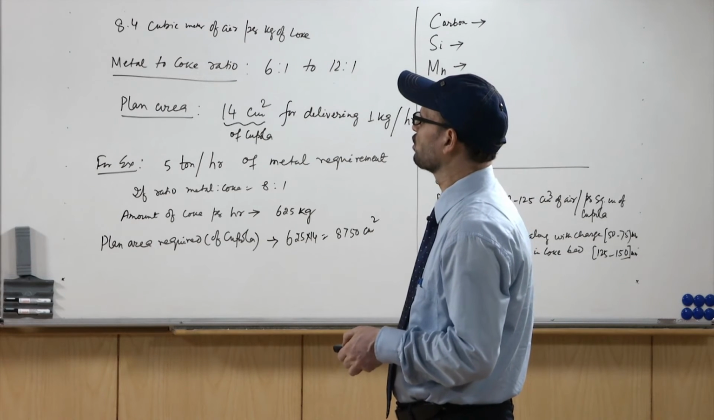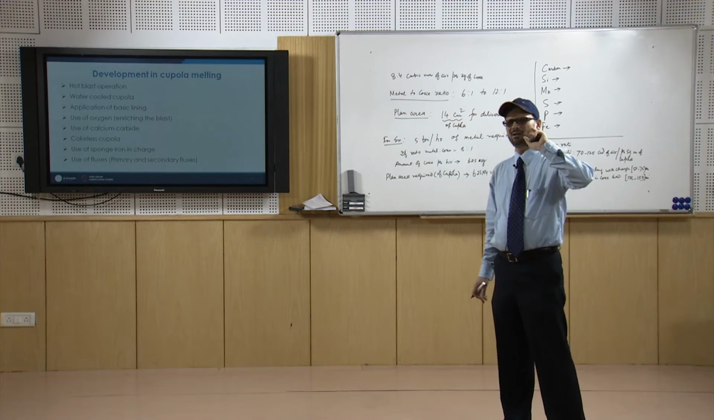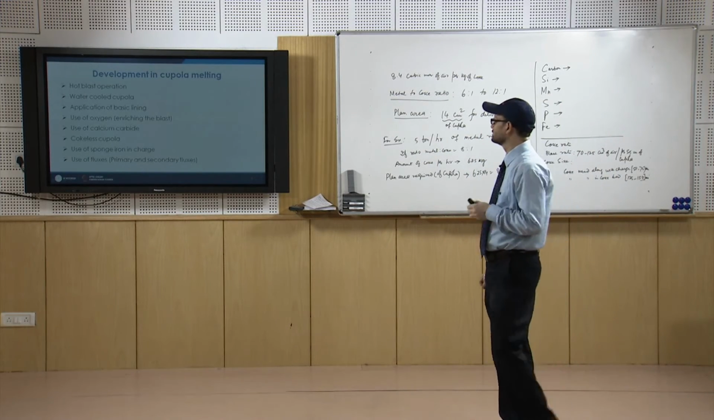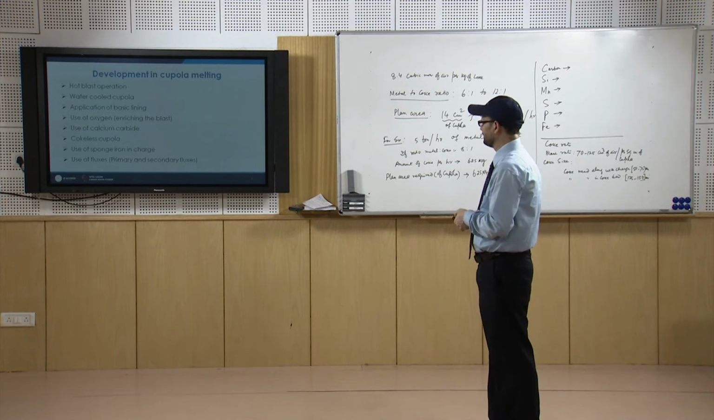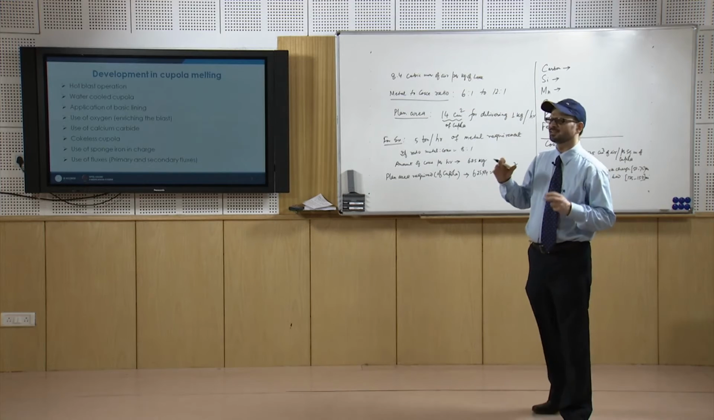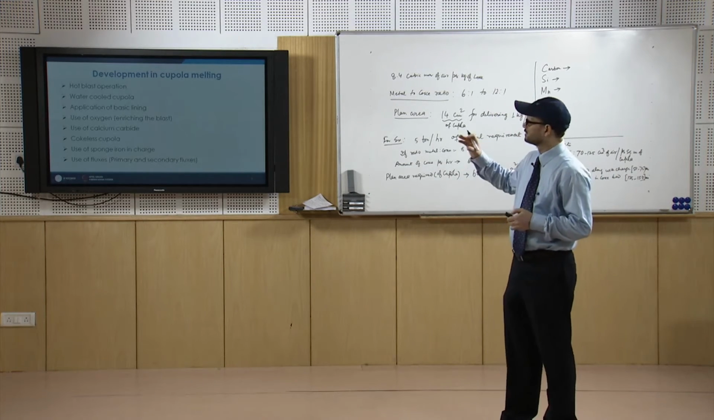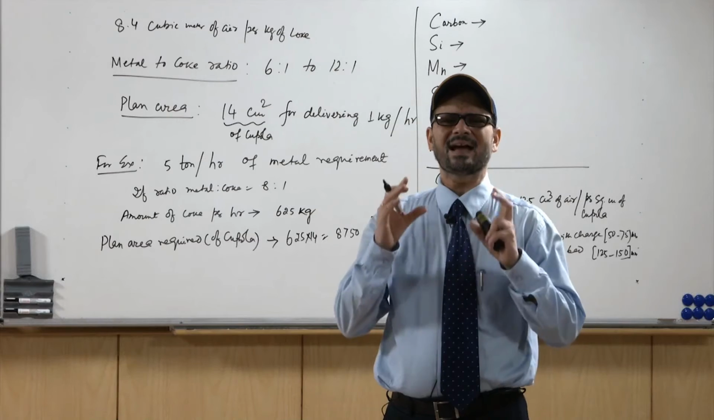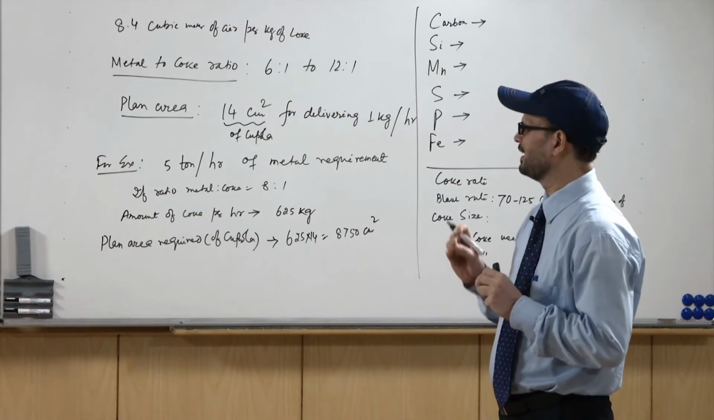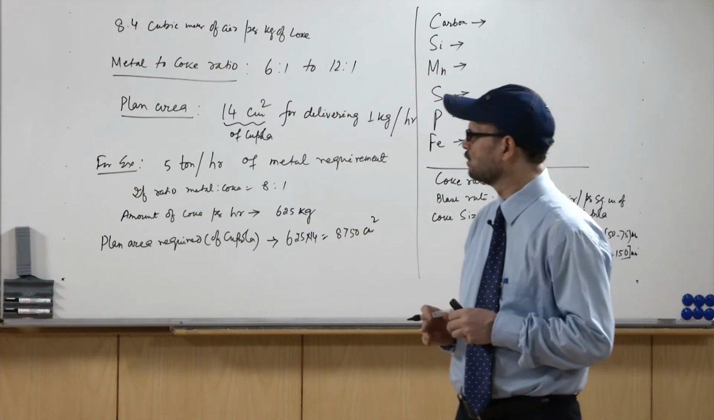Then the varieties are the cokeless cupola, which we discussed, that is basically where the coke is not used, you use ceramic refractory beds. Use of sponge iron is also reported in the charts. This is helpful in the sense that the slag which is formed is less viscous. So, that way it becomes easier to take the slag out.